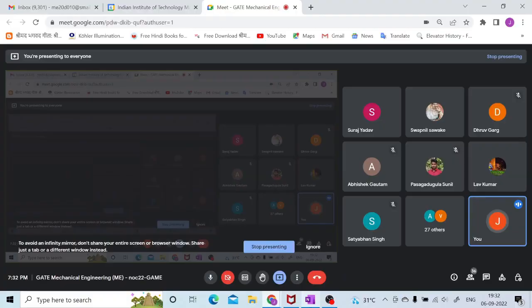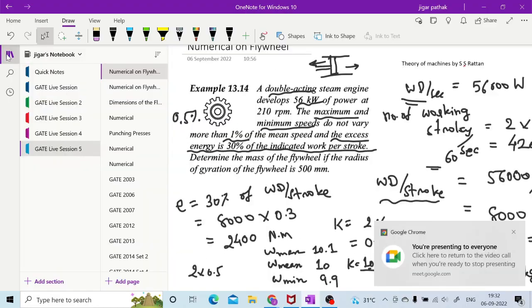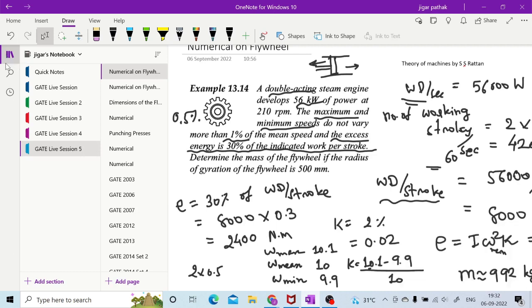Okay. So sir, in the exam, will the small k value be given or not? Sorry, which value? Small k value. If other data is given, then the small k value you need to find, right? Small k is nothing but the radius of gyration of the flywheel.